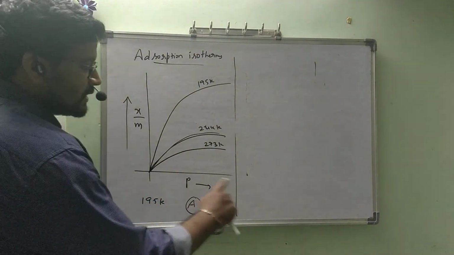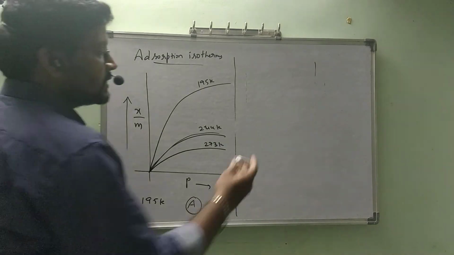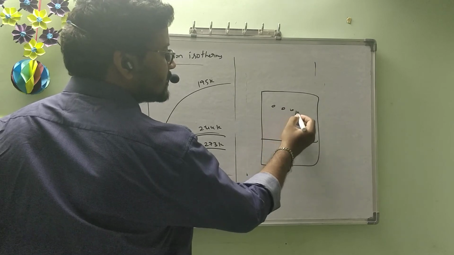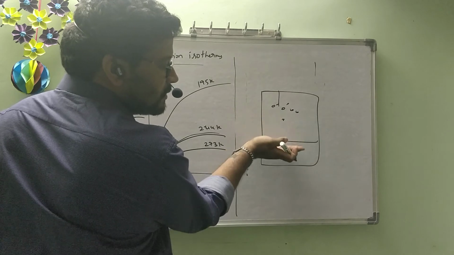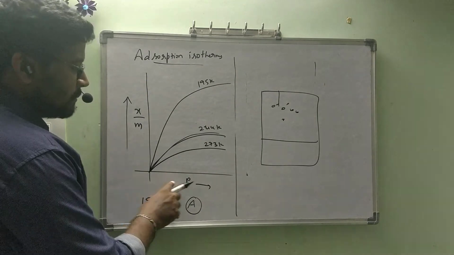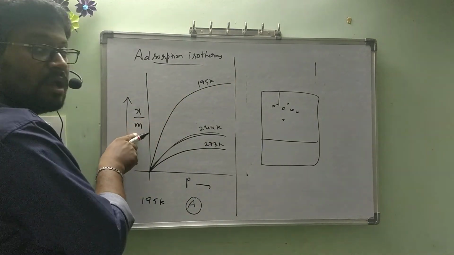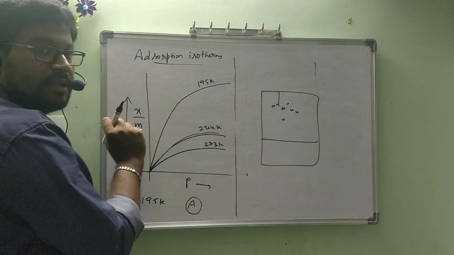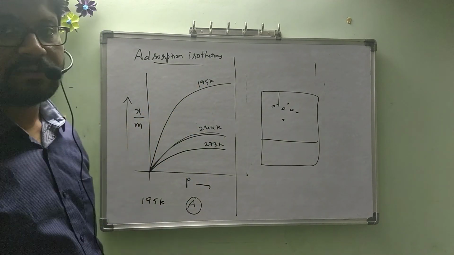See, when pressure is increased, amount of gas adsorbed also increases according to Le Chatelier's principle. This is the closed container, this is solid, here we have gas. When pressure increases, more gas molecules are going to be adsorbed. Then adsorption also increases. Amount of gas on one gram of adsorbent increases. But when temperature is affected, what happened to the curve? In one curve itself we have seen.